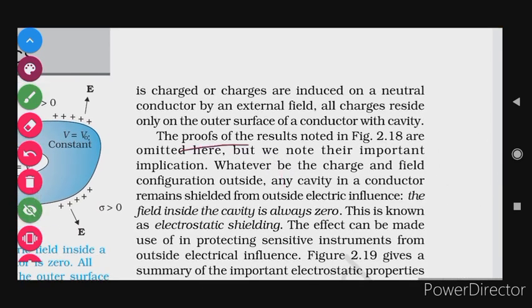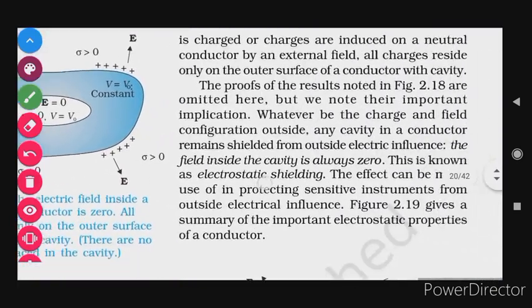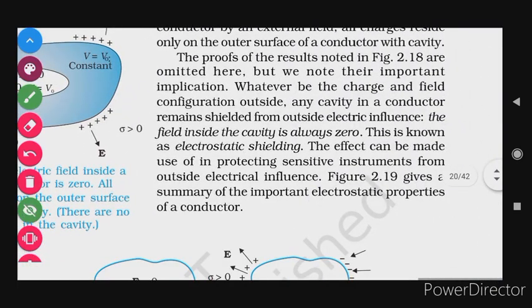The proofs of the result noted in 2.18 are omitted here, but we note their important implication. We don't have a proof for this. Here we will not do the proof. In the NCERT, the proof is not given for this case, but this result is very important. Electrostatic shielding: whatever be the charge and field configuration outside, any cavity in the conductor remains shielded from outside electric influence. The field inside the cavity is always 0. This is known as electrostatic shielding.